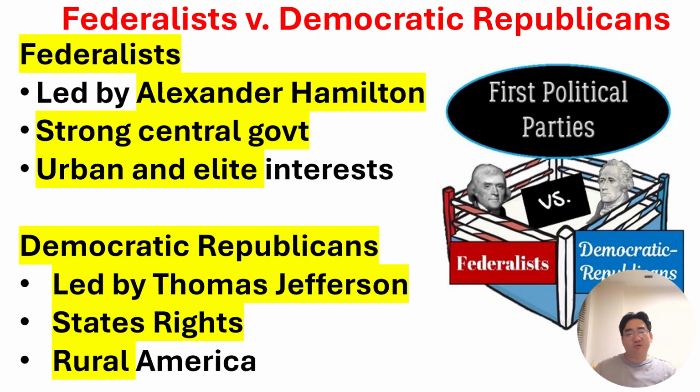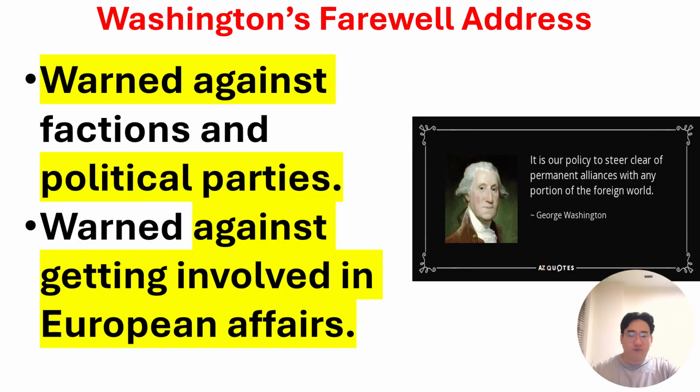Okay, so remember, this is going to lead to two political parties. The Federalists, led by Alexander Hamilton, the Secretary of the Treasury, who sort of believed in an elite class. He believed in a strong central government and an urban elite, like the cities. Whereas Thomas Jefferson believed in a farming, rural America, and he believed more in states' rights and a weak central government. So Washington was elected to two four-year terms, 8 years total.